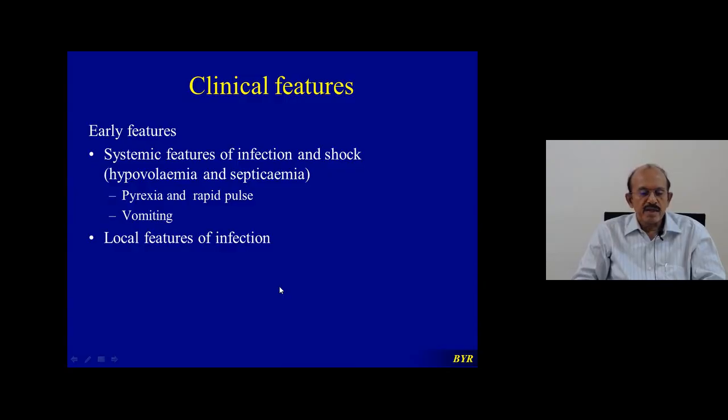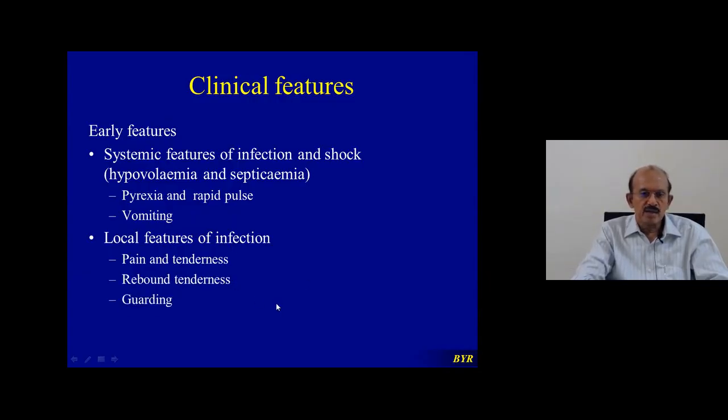Yes, the two important signs being the guarding and tenderness. And in the tenderness, again, rebound tenderness is more specific for peritonitis. If the guarding, tenderness and rebound tenderness are present only in one quadrant of the abdomen, that means it is localized peritonitis. If these features are there generalized over all the quadrants, then we call it generalized peritonitis. So local features of infection being pain and tenderness, rebound tenderness, guarding.